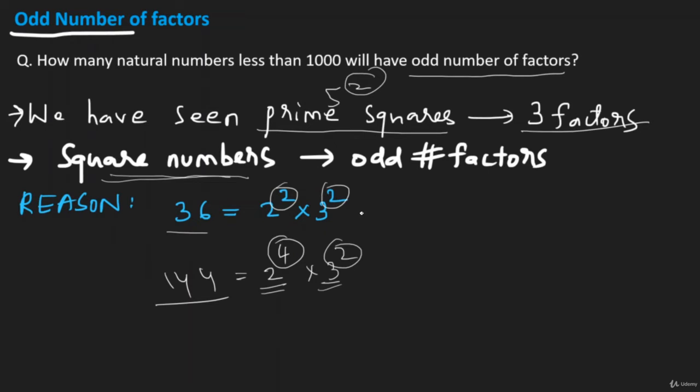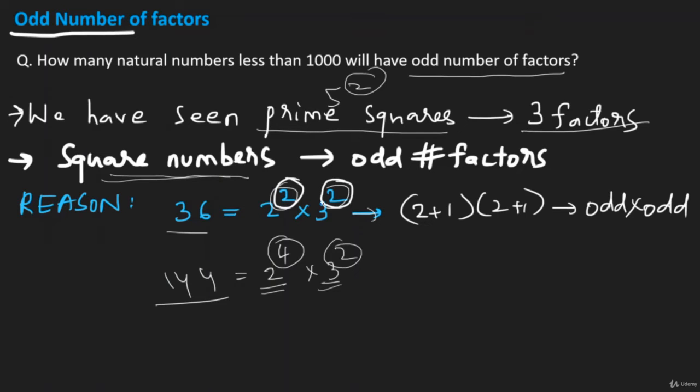And over here, let's take this case. You will have the number of factors as 2 plus 1 into 2 plus 1, which is 3 into 3, or you can think of it as an odd number multiplied with an odd number. And this will give you an odd number as the answer. Whenever you multiply an odd number with an odd number, your answer will be odd, right? Say for example 3 into 7, that's 21, it's odd. Or 9 into 11, that's 99, it's odd. So whenever you multiply two odd numbers, your answer also will be odd. All right, let me make some space over here.